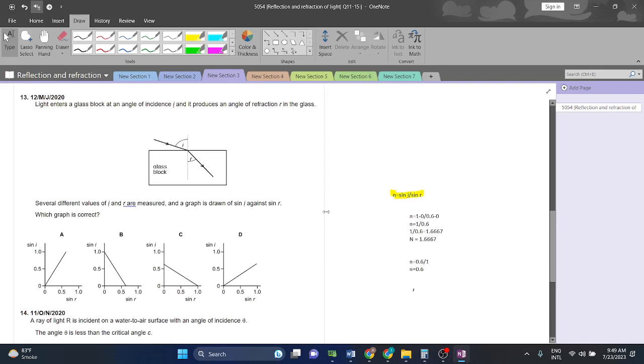and n must be greater than 1 because the air का refractive index is 1.0003 and the glass block का refractive index should be much higher because glass block is a denser medium than air. So it must be greater than 1.